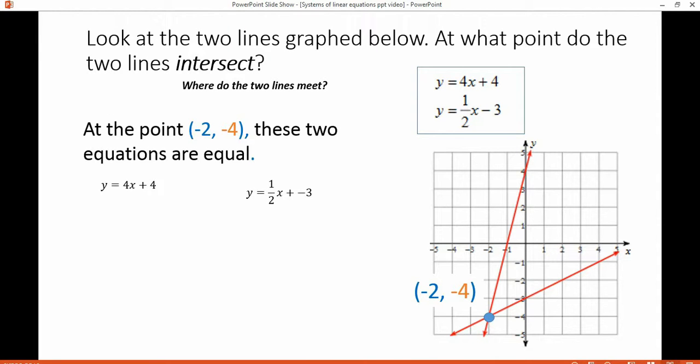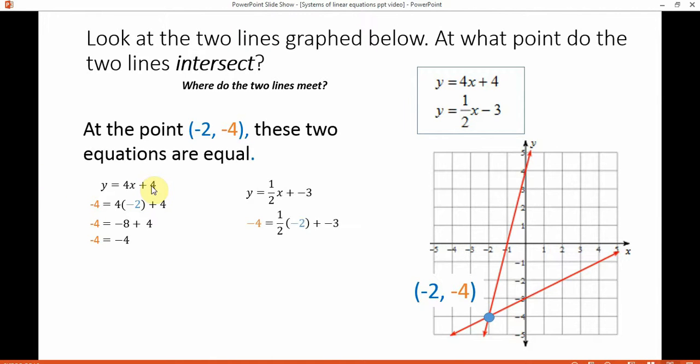And we can see this by substituting -2 and -4 into these equations. We can see that -2 and -4 does the same thing for each of these equations. It works for both. I substitute -4 in for my y-coordinate and -2 into my x-coordinate into my first equation that I was given, and when I simplify everything, I'm going to get -4 equals -4. So it works for this equation.